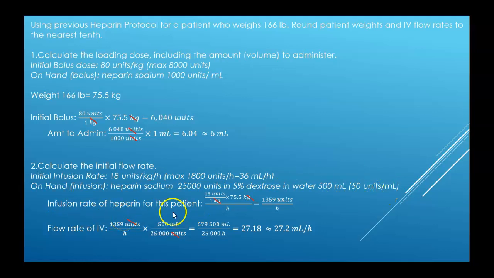So the infusion rate for the heparin, 18 units per kilogram per hour. First we have to find out how many units, so we multiply by the number of kilograms. So that's 1,359 units per hour. Now we have to find the flow rate. So we have the administration rate, the D rate as we called it, multiply it by the inverted on-hand, remember. Cancel your units, multiply across the top and bottom, do your division, and that gives us a flow rate of 27.2 milliliters per hour.